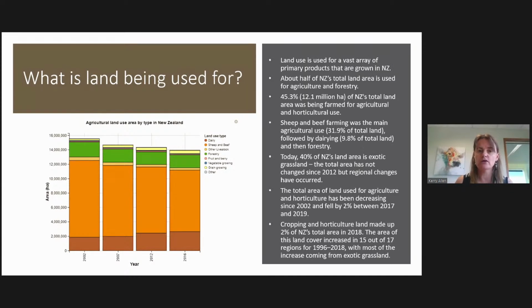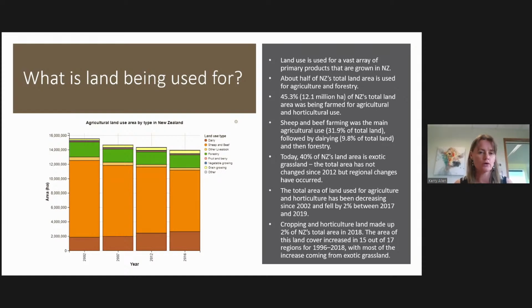So right now, our land is used for a vast array of primary products. However, more than half of New Zealand's total land mass is used for agriculture and forestry. And out of that, about 55% of it is used for agriculture and horticulture. Sorry, out of all of New Zealand's land, 45% of it is used for agriculture and horticultural use. So that's not including forestry.